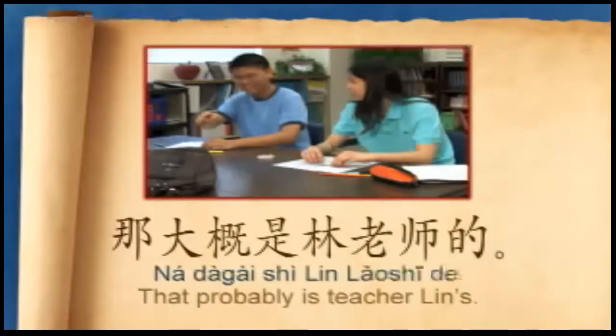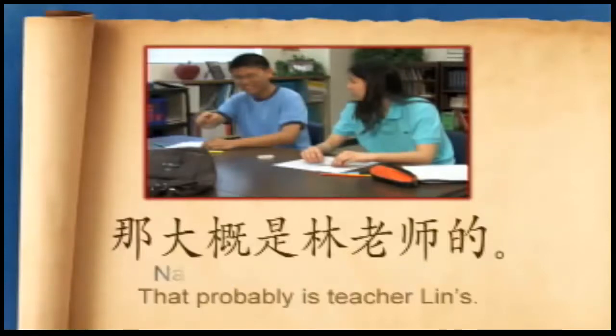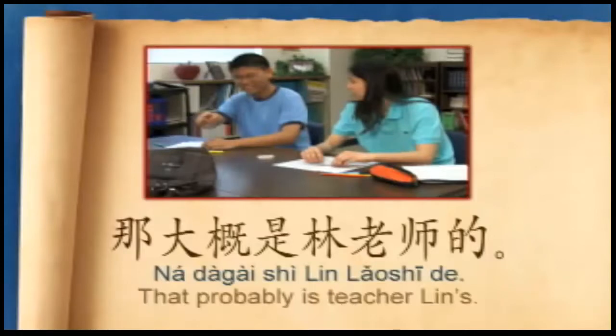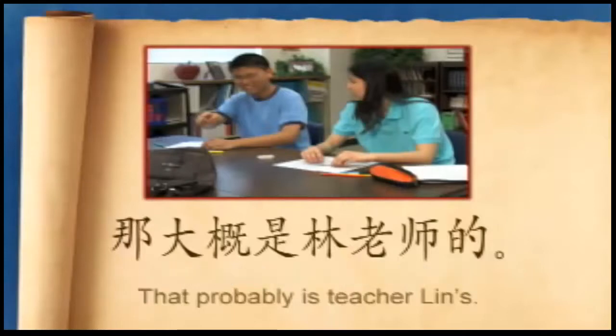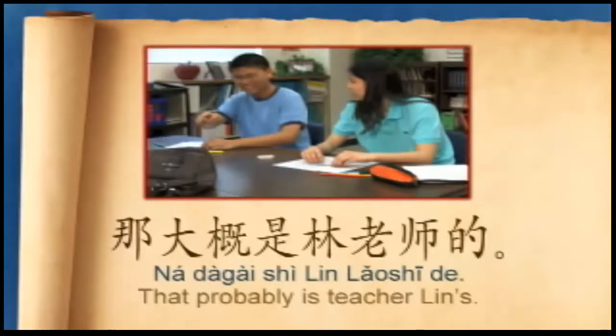Listen. 那大概是林老师的。Now, repeat the sentence after me. 那大概是林老师的。那大概是林老师的。Excellent! In previous lessons, you learned how adding the possessive article, 的, to the pronouns or nouns shows a possessive relationship. 的 functions in a similar way to the apostrophe s in English.